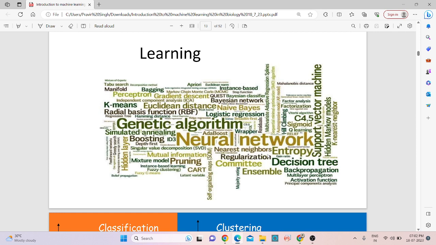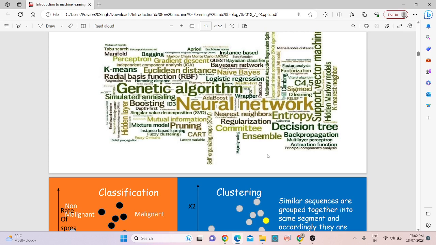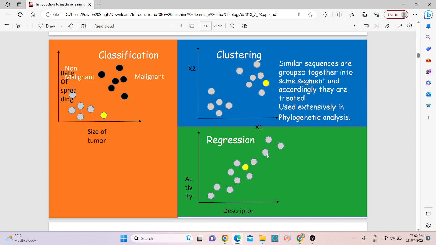So there are different learning methodologies. This is just a simple picture of different learning methodologies, which include the typical neural network and support vector machines, etc. So let us explain what is classification. Given the size of the tumor and the rate of spreading, we want to identify whether the tumor is malignant or non-malignant. You can see the color code shows the black points are people having malignant cancer, and those with the light blue color do not have malignant cancer. We just plotted the size of the tumor against the rate of spreading, and the algorithm here is a simple line, the line which separates the data into two different classes.